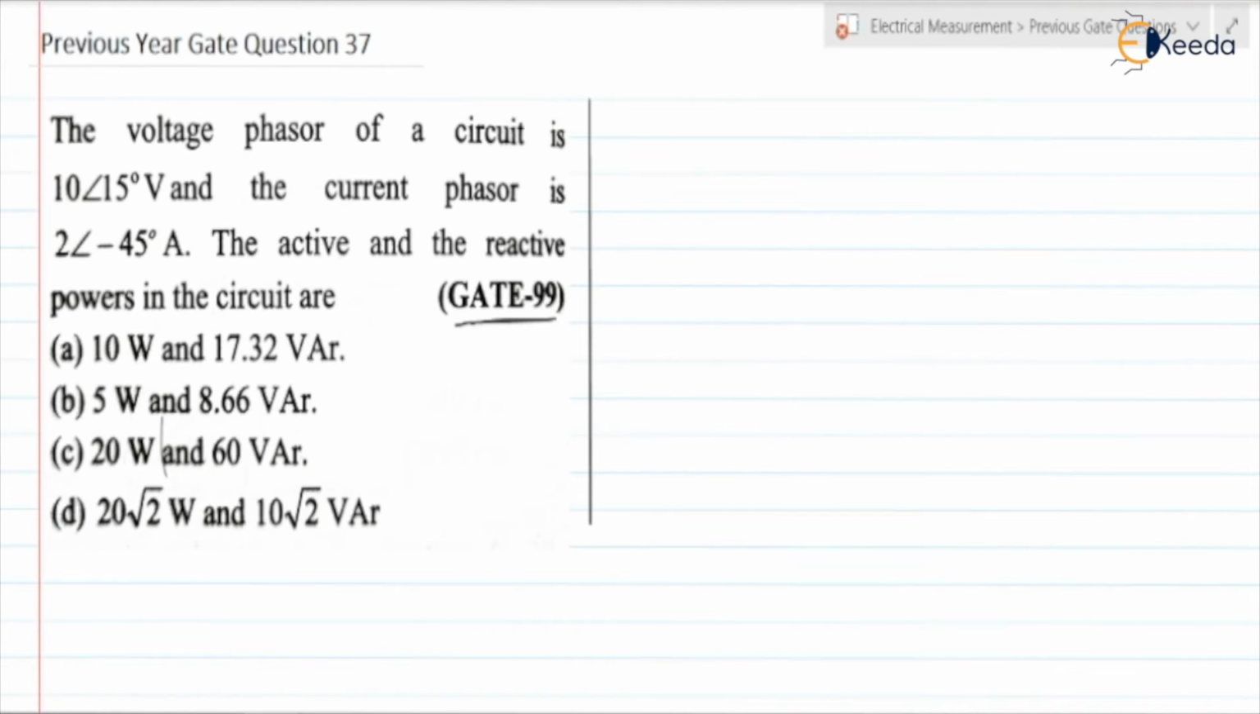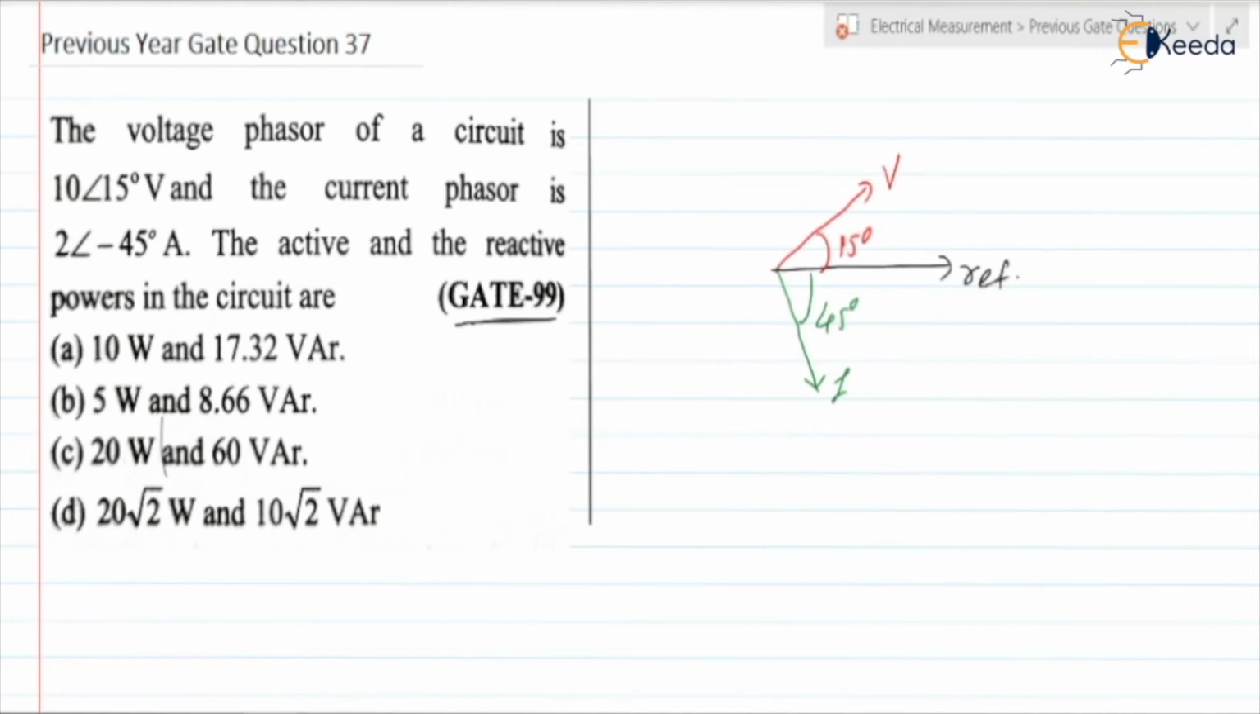Okay, active power is nothing but the power P, which is equal to VI cos phi, and reactive power is Q, which is equal to V into I into sin phi. Okay, so here suppose if this is the reference phasor, then the phasor for voltage, that is 10 at angle 15 degree, will be leading by 15 degree. This is the phasor of voltage, this angle is 15 degree, and the current phasor will be lagging by 45 degree. So the current phasor will be like this, angle is 45 degree.